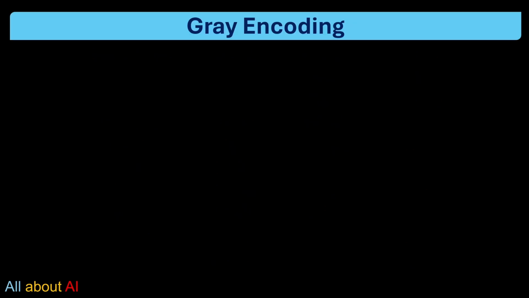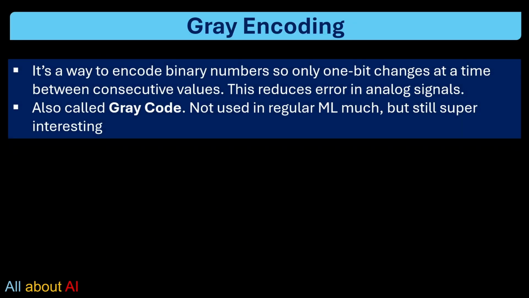Gray encoding. This is also known as gray code, a method of encoding binary numbers where only one bit changes at a time between consecutive values. This technique is especially useful because it reduces errors during analog signal transitions. While not commonly used in standard machine learning pipelines, gray encoding is still fascinating and extremely valuable in hardware and sensor applications. What are its benefits?